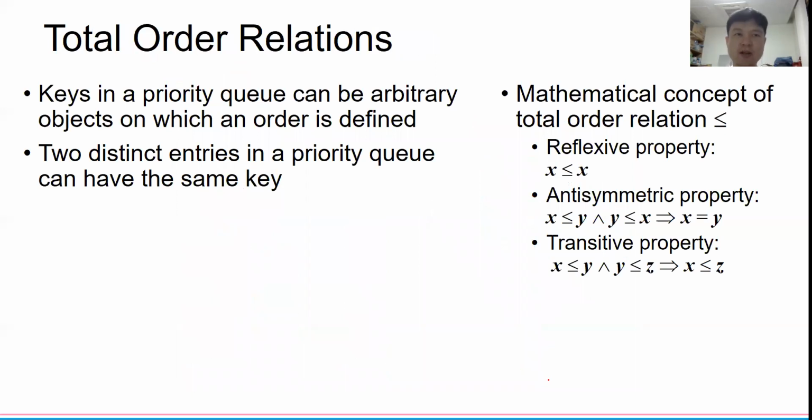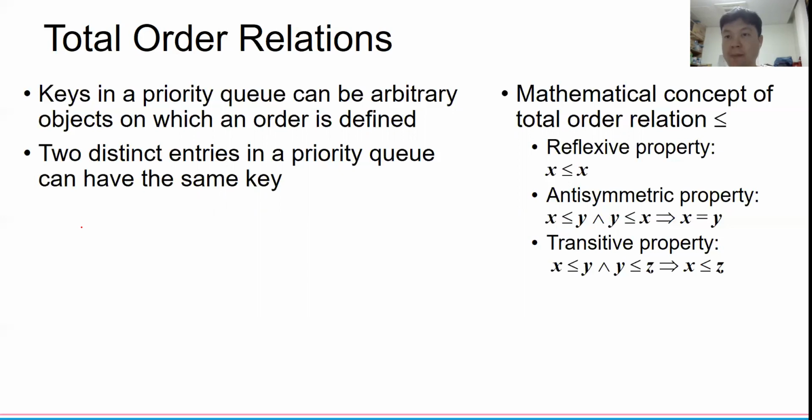So we need to understand the concept of the total order relation. Okay, so the concept of total order relation in priority queue will be a very important function because we are going to check the key. Okay. So keys in priority queue can be arbitrary objects on which an order is defined. So the key, if you see the example before, will have the number 1, 2, 3, and so on. But in other kinds of application, the key might be arbitrary objects. Okay. So it can be A, B, C, D, or it can be A1, A2, A3, and so on. Okay. So two distinct entries in the priority queue can have the same key. Okay, so if you have the same key, then you need to understand what you should do for the object with the same key.